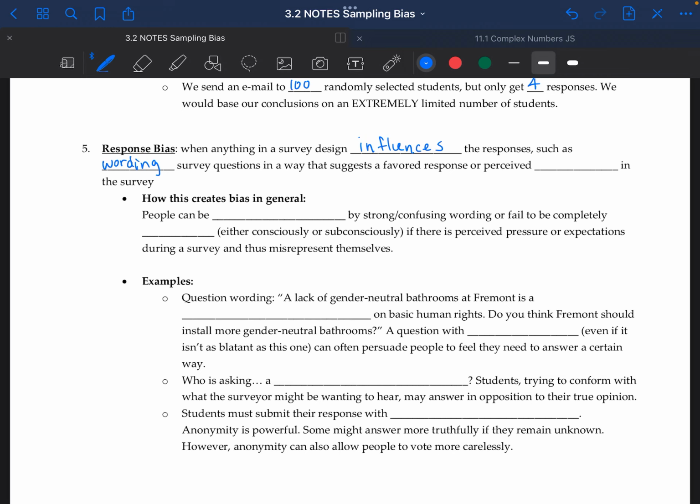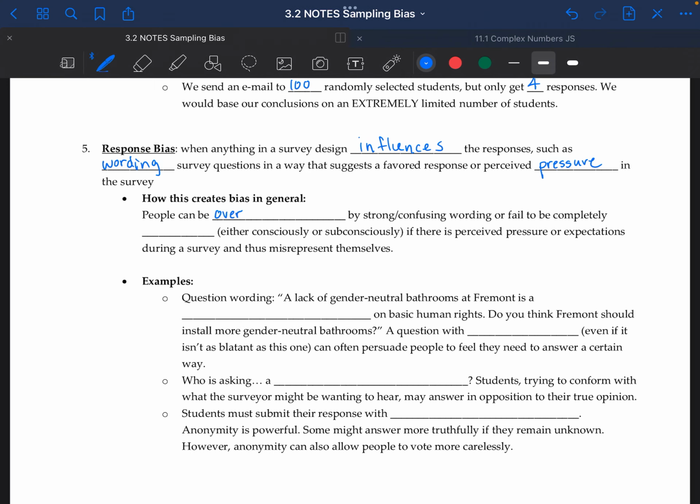So in a way that might be leaning towards a particular response, or perhaps there's some sort of perceived pressure in the wording of the question or the way that the survey is presented to you, that could also do it. So think about why this would create bias, and what are some examples you can think of? How would this create bias?